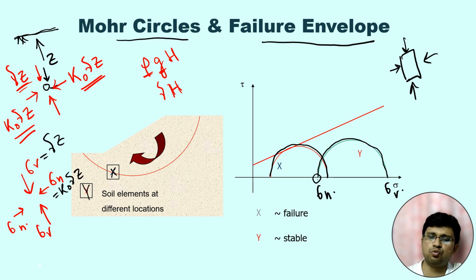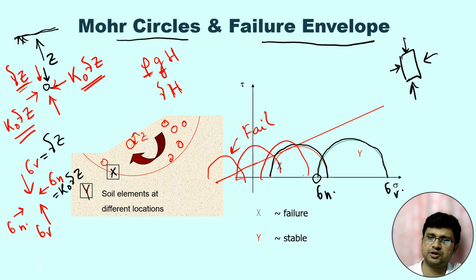If a point is over this x point, suppose there is a point here, then for this point the z value is very less. So for this point both the vertical and horizontal stress will be very much less. So this particular Mohr circle can be here. Obviously it will be over the failure envelope. So it will fail. All the points here over this failure plane, if we draw the Mohr circle, will cut the failure envelope.